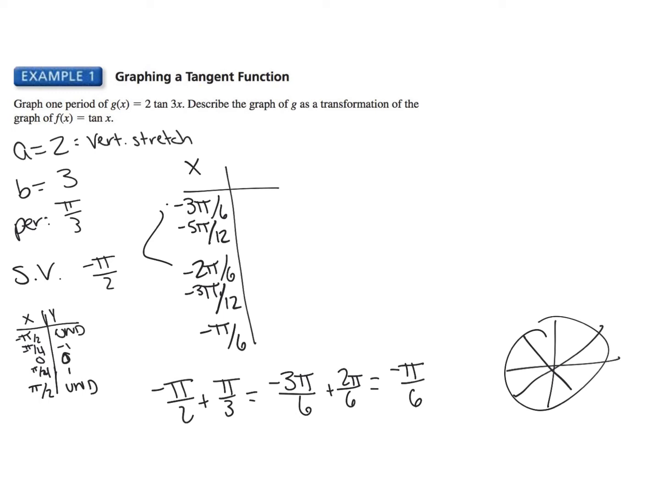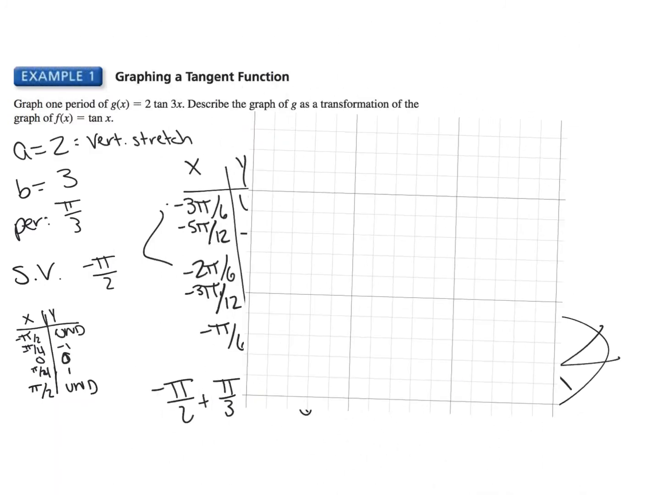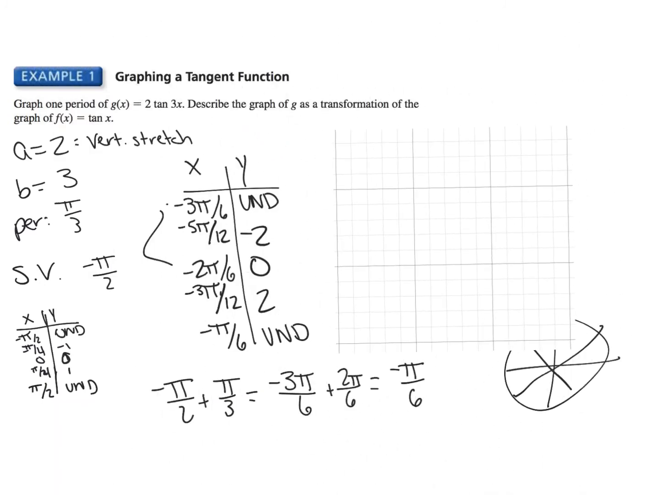All right, now we need to work with our y values. Undefined times anything is undefined. 0 times anything is 0. So that makes it nice and easy that we only have to do 2 things. We have a vertical stretch by a factor of 2. That means I had negative 1 and now I have negative 2 when I multiply it by 2. And then 1 times 2 is 2. And there are my 5 points. They are complete and ready to go into my graph.